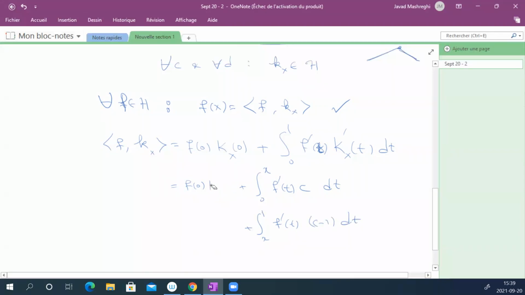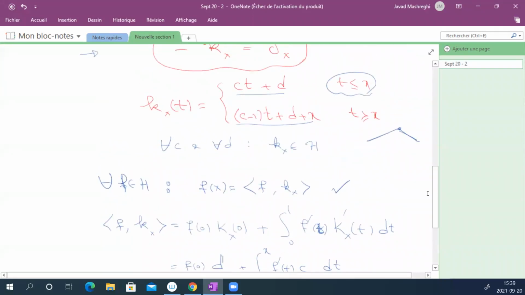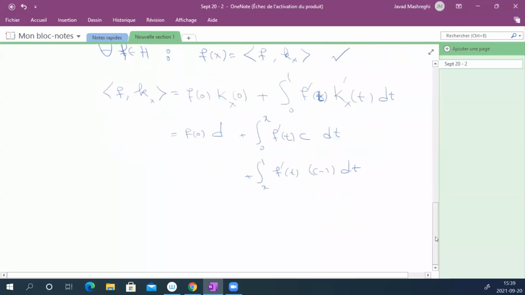And even here, instead of k_x at the origin, we can write d, because at the origin, if you make t equal to 0, we are again here, and k_x of 0 is equal to d. Now we simplify a bit. We obtain f of 0 d plus c f of x minus f of 0 plus c minus 1 f of 1 minus f of x.